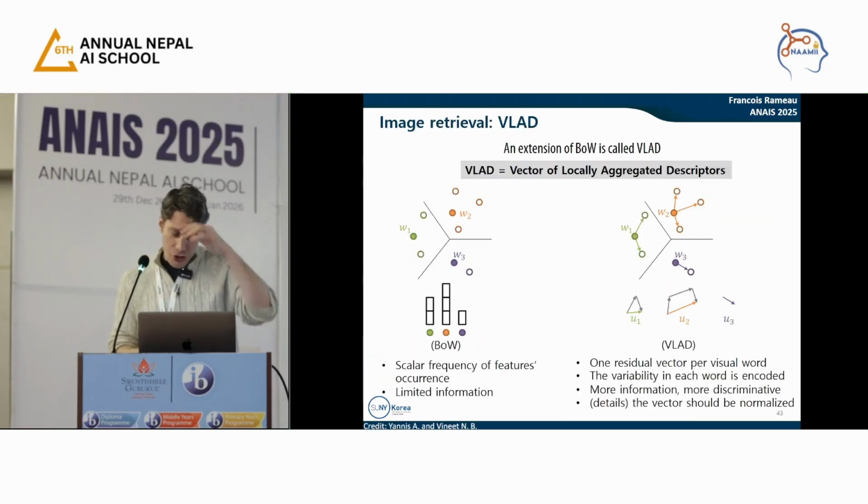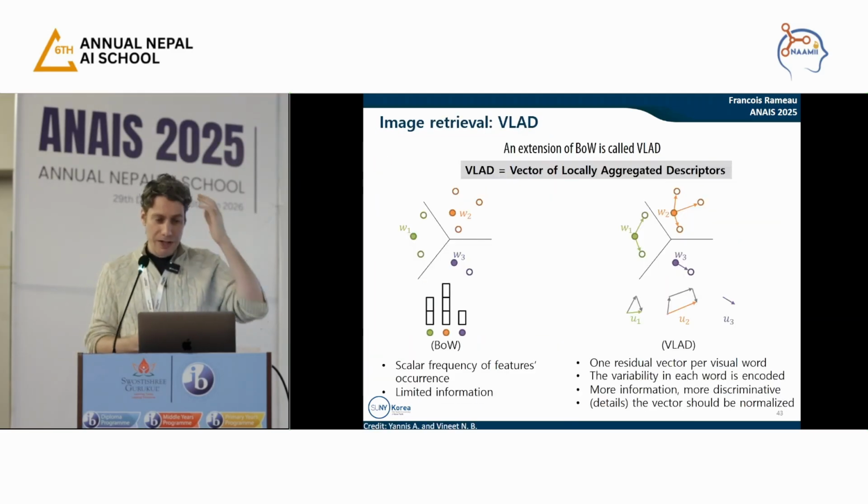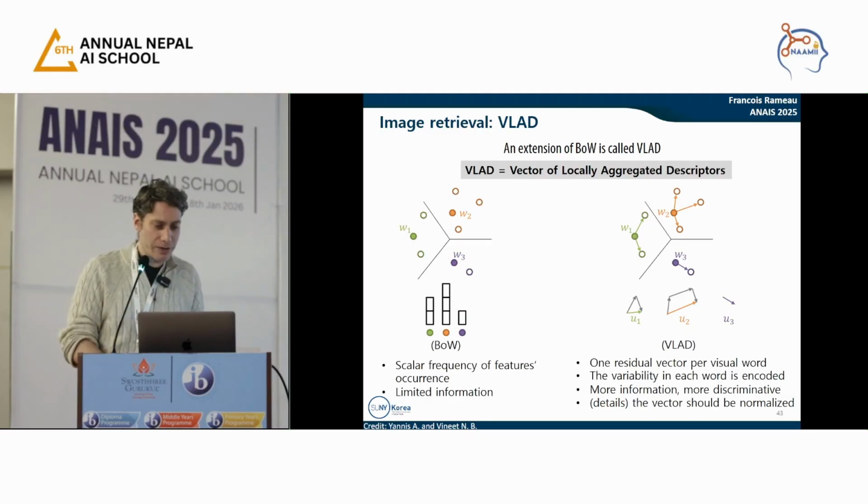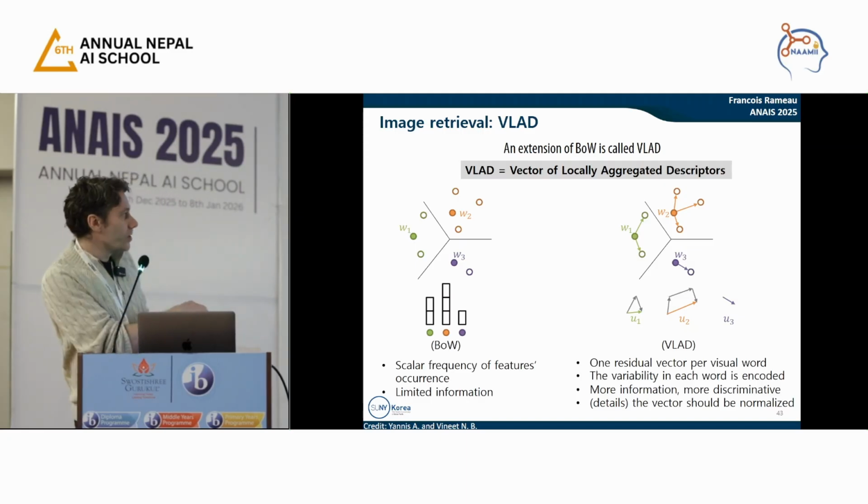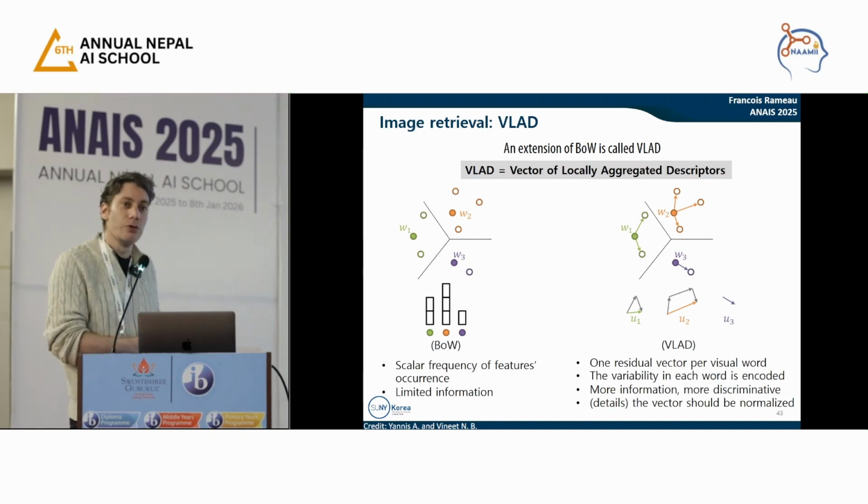There was an extension of bag of words that came after that, which is called VLAD, Vector of Locally Aggregated Descriptors. In the VLAD paper, what the authors realized is that the fact that you discretize is not always very good. Imagine you can have many points in W1, for instance, associated to that cluster. But if all the points are on this side of this cluster, or all on the other side, they can look widely different because of the quantization error.